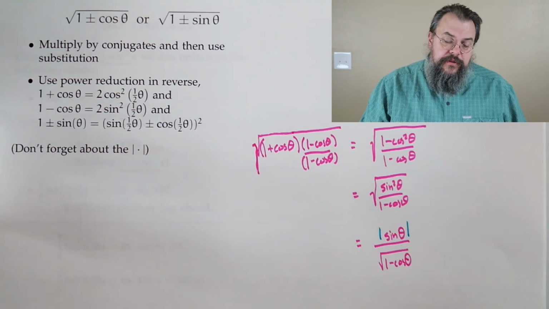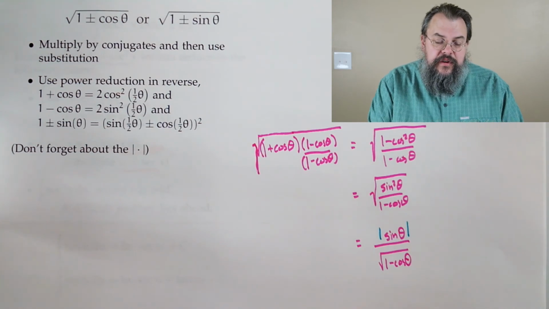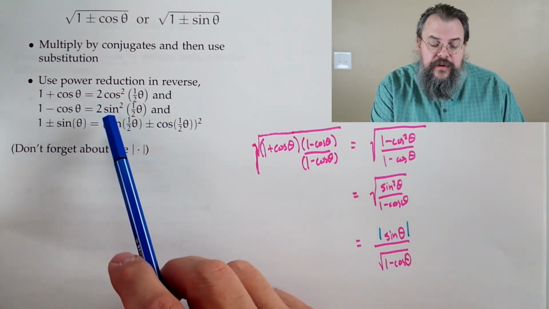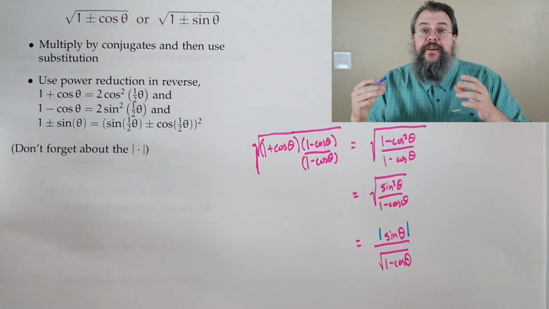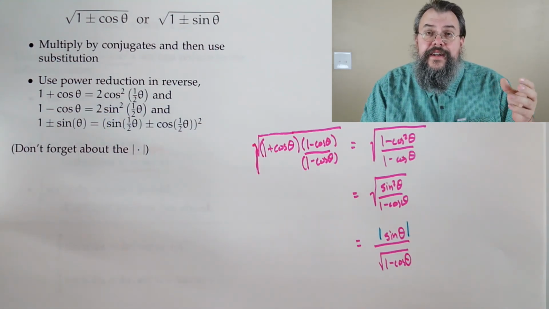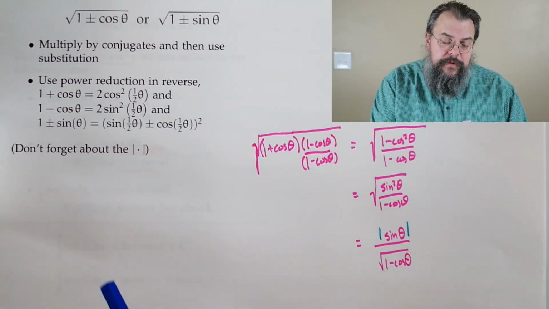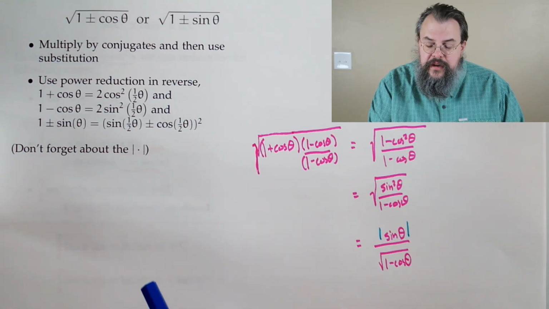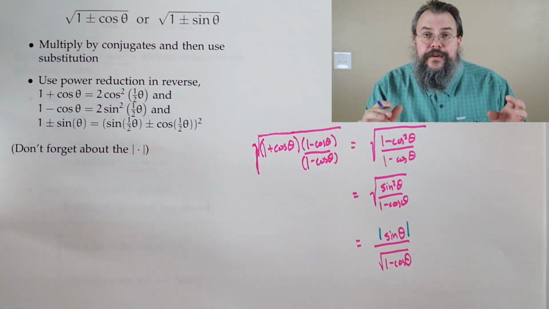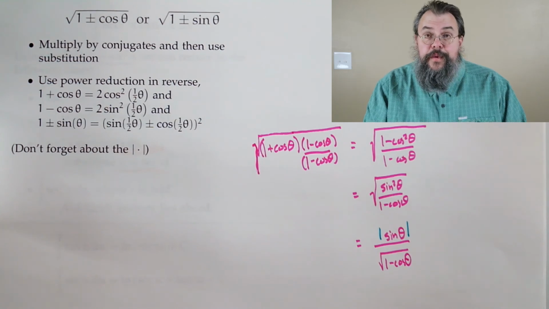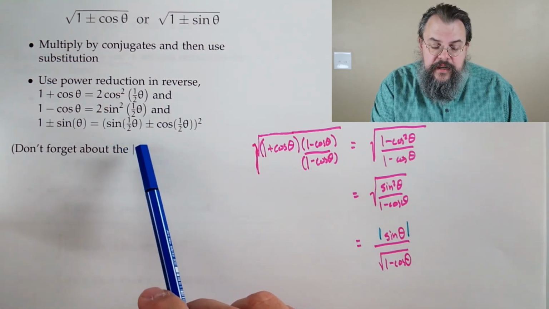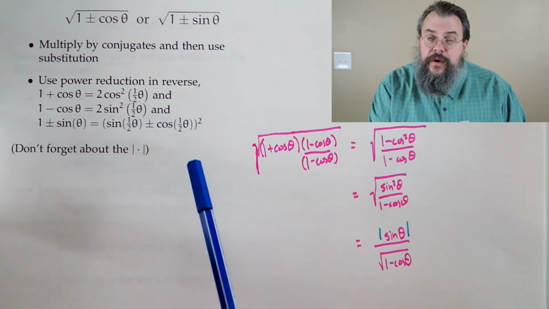The other thing we can do is power reduction. So there's a couple of possibilities. It turns out, for instance, 1 plus cosine is 2 cosine squared of a half theta. This is just taking the power reduction and rewriting it in a different way. Similarly for 1 minus cosine. And 1 plus or minus sine turns out, it's a little bit of work, and you can check this later. If you don't believe me, just expand it, and you'll see it becomes sine of half theta plus or minus cosine of a half theta, squared.